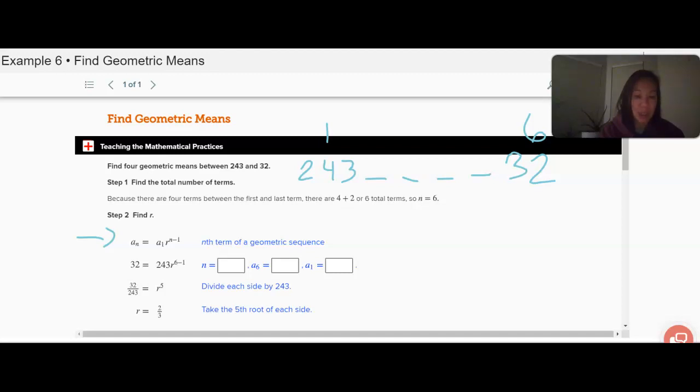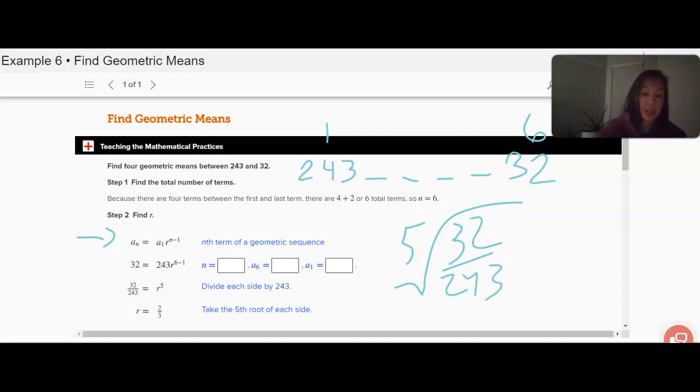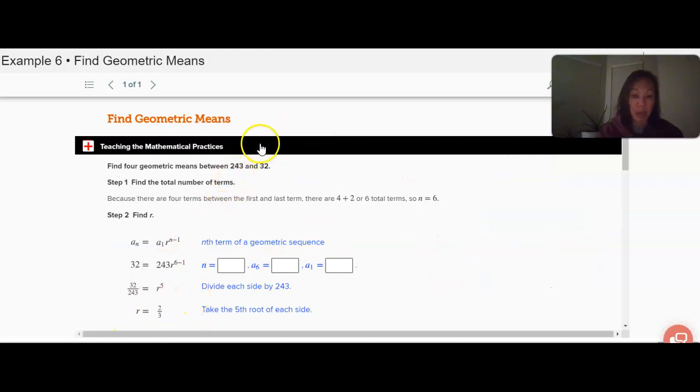Now if we just divide both sides by 243 and then simplify, how do we solve an equation like this? If it's r to the 5th, remember that we would take the 5th root of both sides of this equation. Your calculators can help you. Just plug in the 5th root of 32 over 243. The other thing we can do is raise this to the 1/5 power. So that's another way you could plug that in: 32 over 243 raised to the 1/5 power. And then when we do that, we get that r is equal to 2/3. So that means that my common ratio is 2/3.